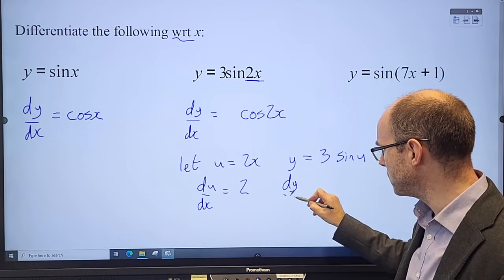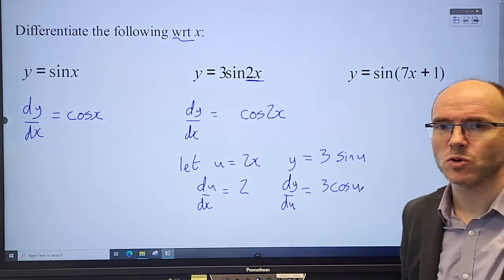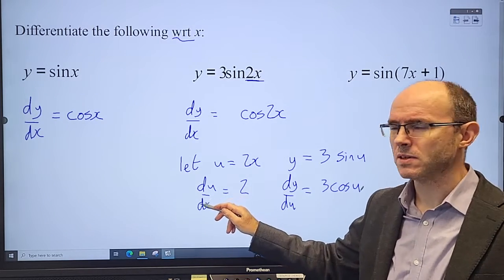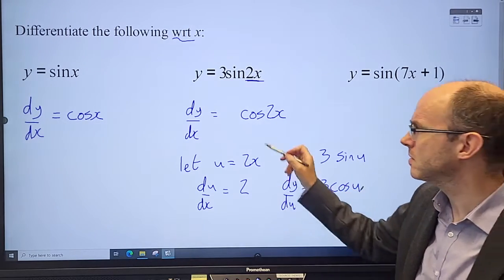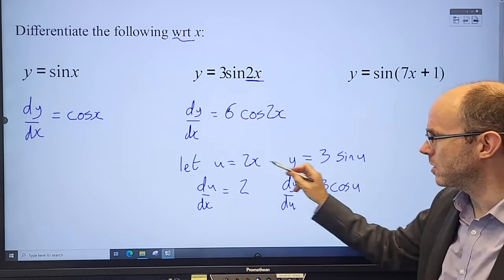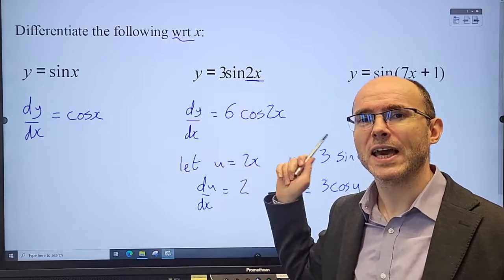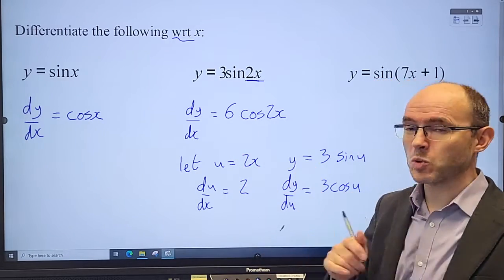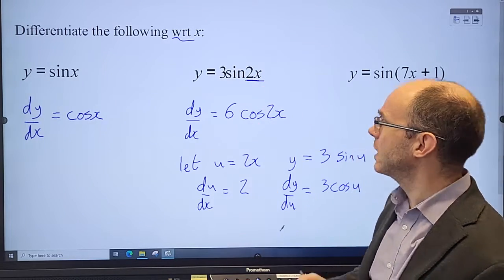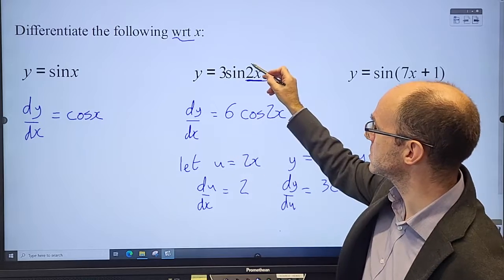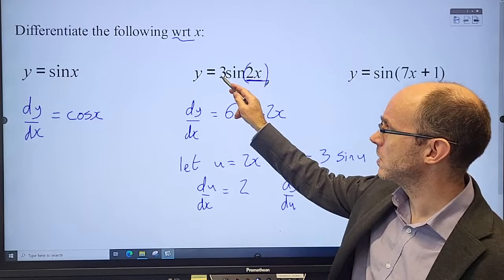So dy du is going to be 3 cosine u, and the chain rule is you do dy du times du dx. So it's going to be 2 times 3 cosine u. So you get 2 times 3, which is 6, and remember cosine u is going to be cosine 2x. So 6 cosine 2x. I'm hoping you're good with that, because you need to be able to do this in your head. The quick way of looking at it is, as I've said, you differentiate sine 2x to get cosine 2x, and then you differentiate this bit here. Imagine that is in brackets. You differentiate what's in the brackets to get 2 and multiply it by the 3.